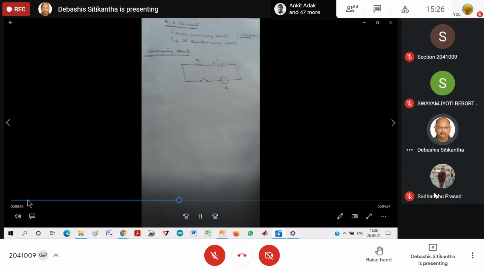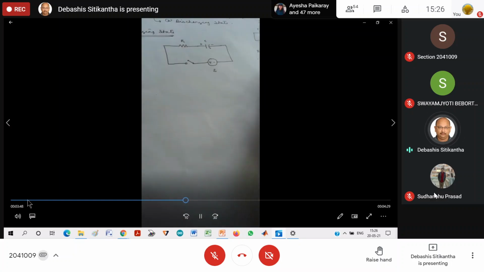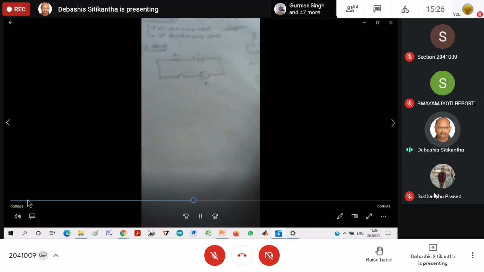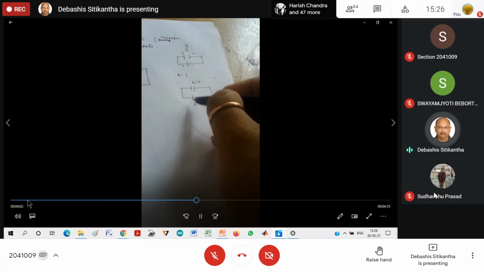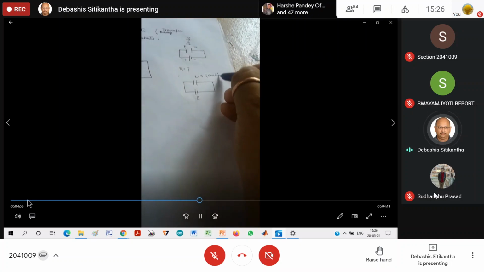Now what is that? Always remember that whenever there is an uncharged capacitor, when it is connected to a source, the resistance of this capacitor is almost equal to 0. Okay, so if this is the case, then when I am going to apply a voltage to an uncharged capacitor, this is an uncharged capacitor.